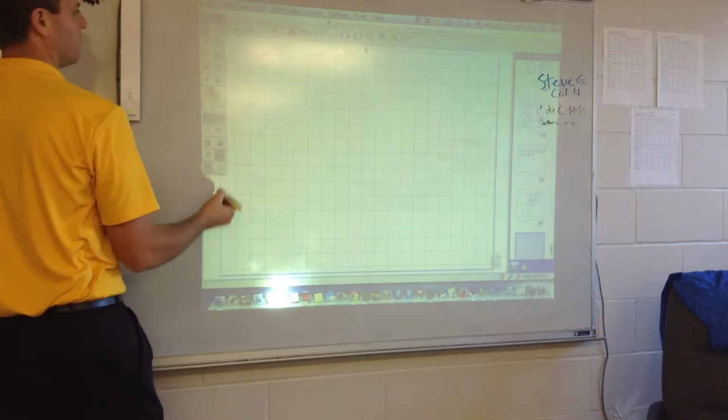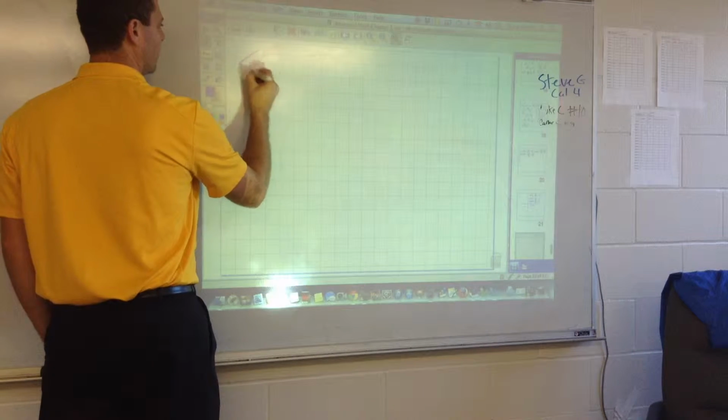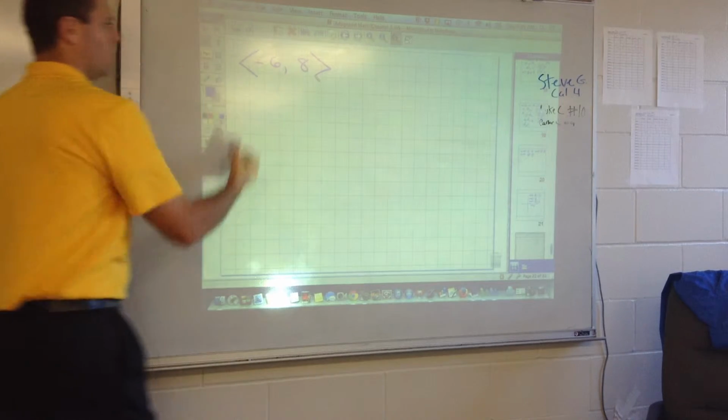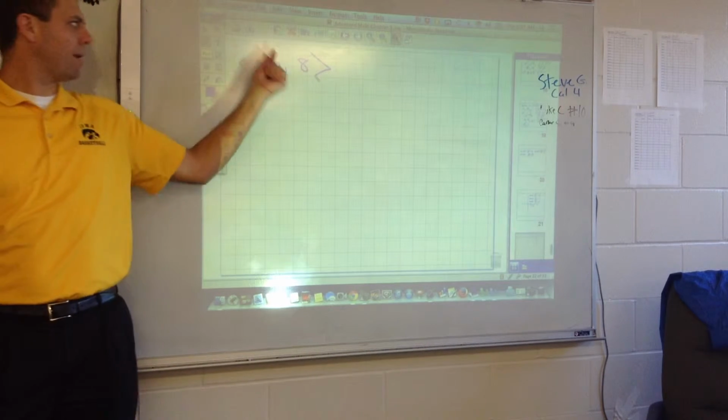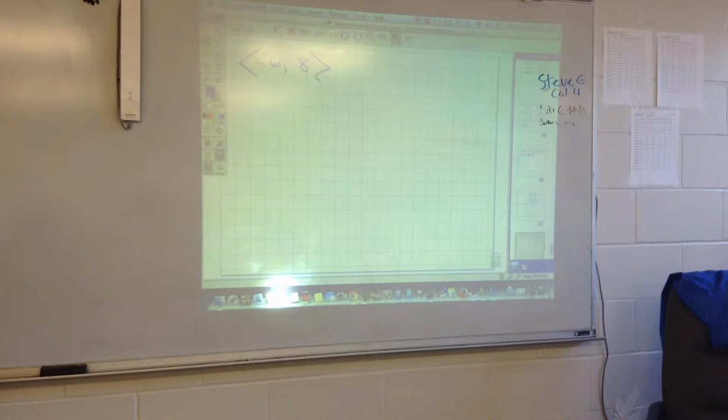Given a vector, -6, 8, let's find the magnitude and direction of that vector. When you see -6, 8 inside there, remember that's the identification for it being a vector. The -6 and the 8 represent what of the vector? The x and the y, horizontal and vertical components, however you want to say.